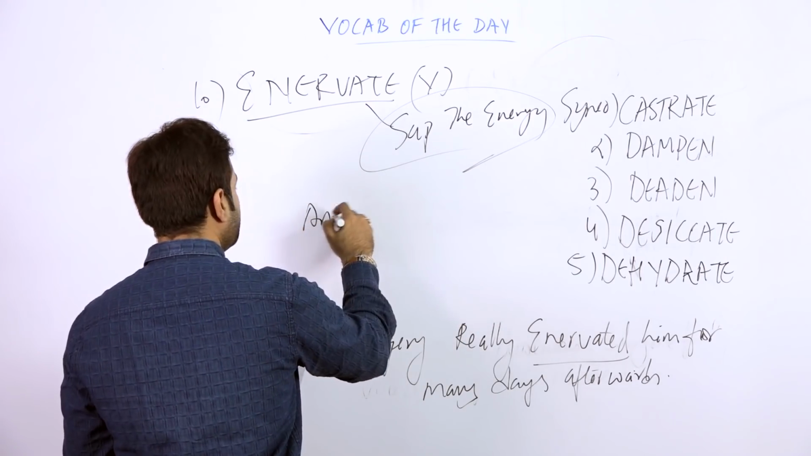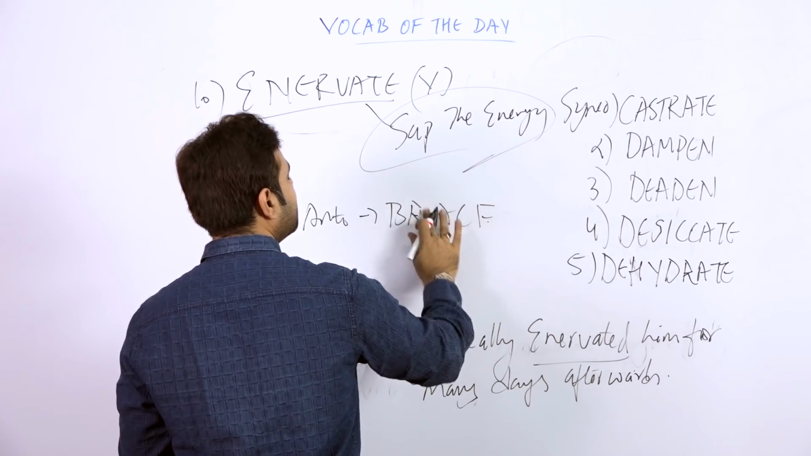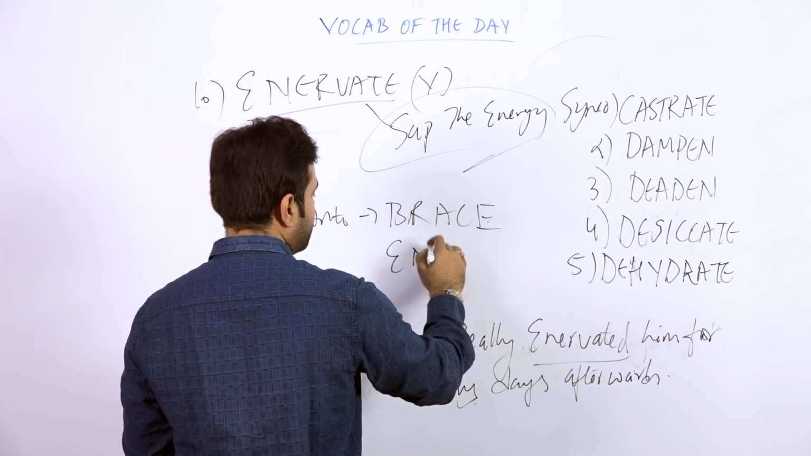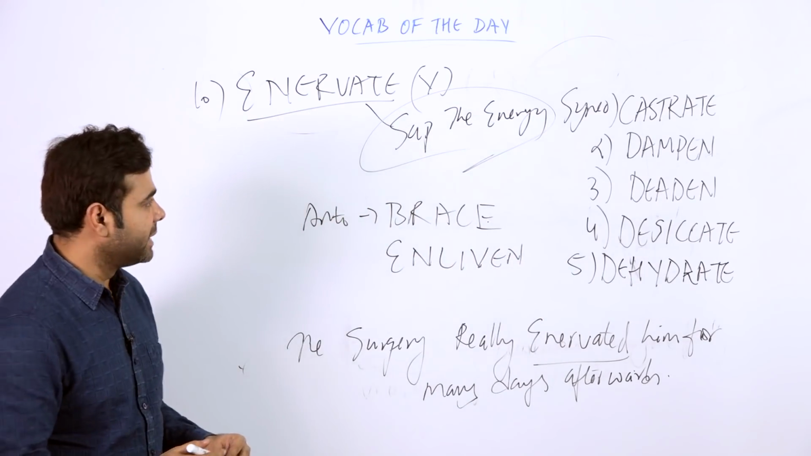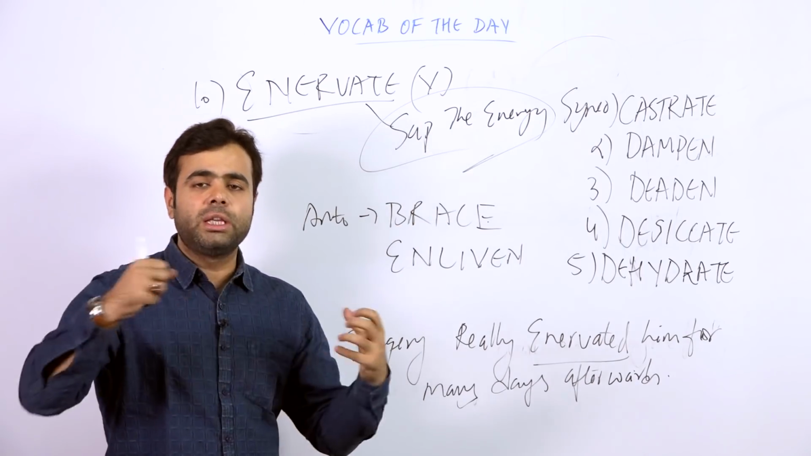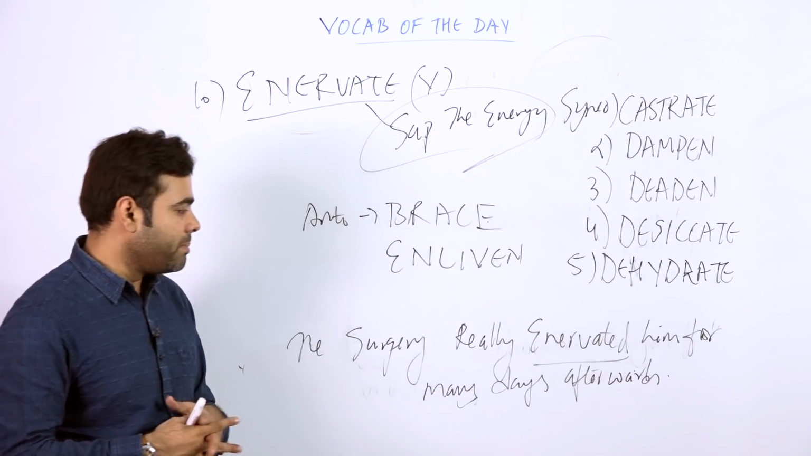So the antonym you can simply take is brace, BRACE, and enliven. Enliven is to re-energize or relive, something like that. So enervate is sapping of energy, like sucking away all the energy from your body. So the surgery really enervated him for many days afterwards.